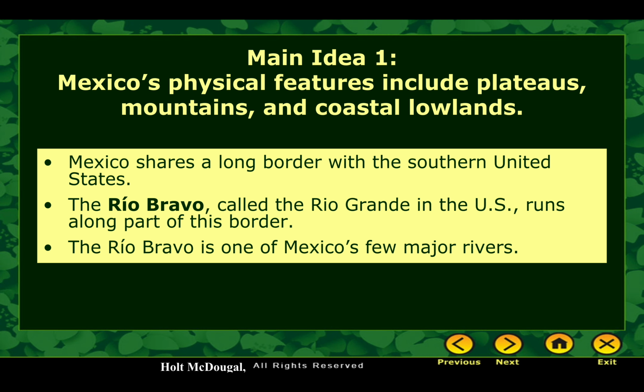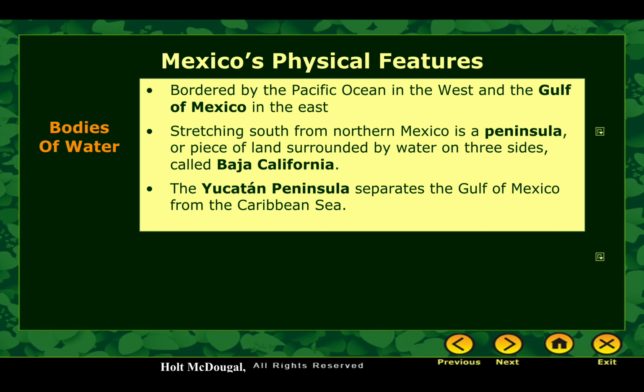So Mexico shares a long border with the southern United States. So on the southern part, you've got the Rio Bravo, which in the United States we call the Rio Grande, and it runs along part of the border. The Rio Bravo is one of Mexico's few major rivers. They do not have a lot of rivers in Mexico. So most of the places we've studied, lots of waterways. Mexico doesn't have that many. So the bodies of water that they do have on the west coast of Mexico is the Pacific Ocean, and then the Gulf of Mexico is in the east.